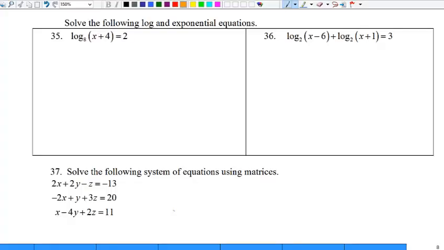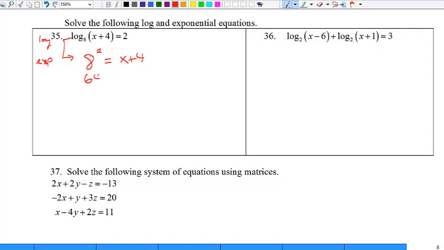So the next problem says solve the following log equation. This log equation only has one log. So the easiest way to solve this is to take it from log form to exponential form. So the exponential form, just like we practiced a few problems ago, says 8 is the base raised to the second power equals x plus 4. The base to the opposite side of the equal sign equals the argument.